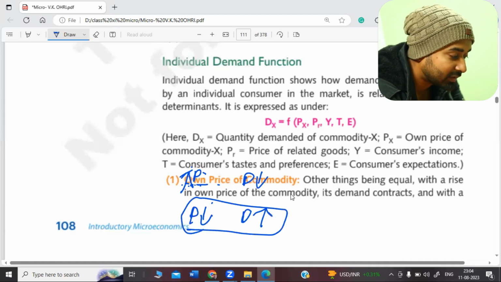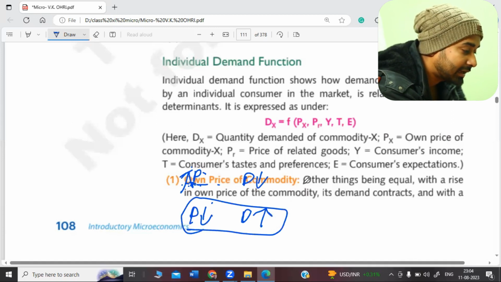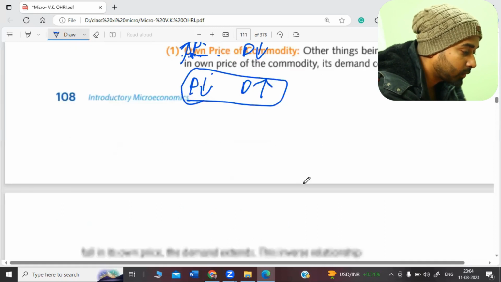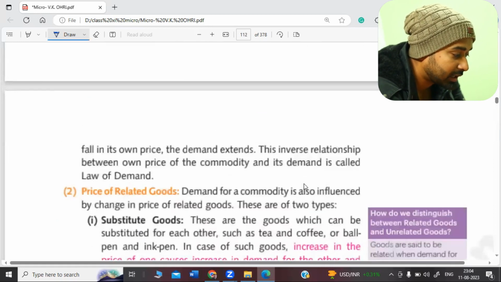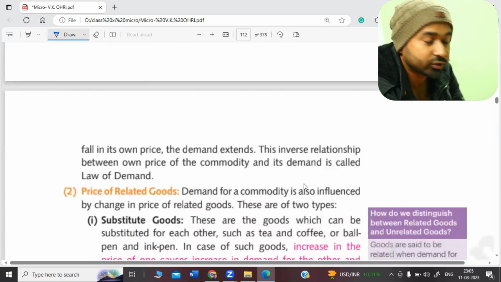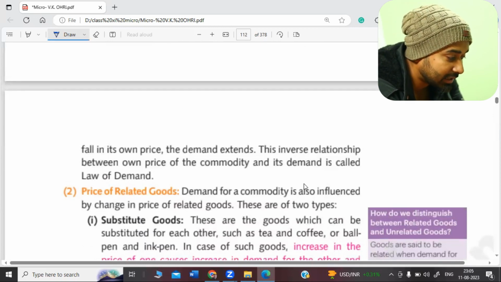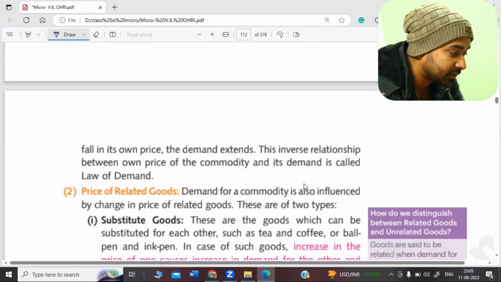Why has "own" been given there? I can see the second point. See here, the second point is about what? Price of related goods. Have you seen that? Here also price, and above also price. So that's why, to distinguish the changes, they wrote "own price of the commodity" above, and here they wrote "price of related goods".